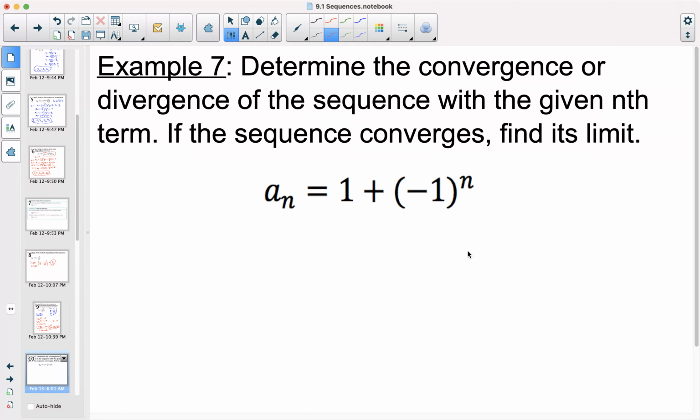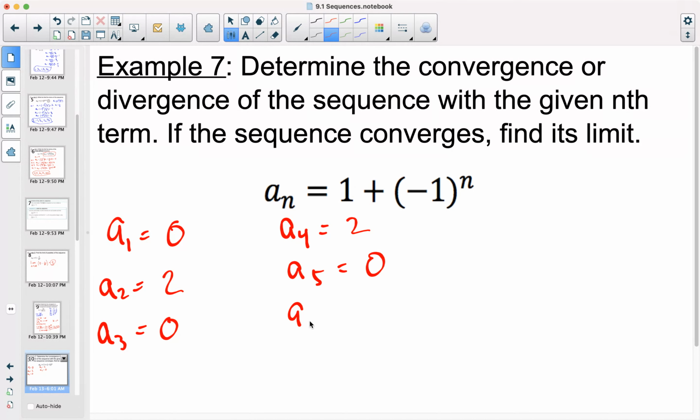Next page. All right, example 7. Determine the convergence or divergence of the sequence with the given nth term. If the sequence converges, find its limit. I'm going to do the same thing I did in the last one. The first term, what will that be? Well, 1 plus -1 to the first power, that's 0. The second term will be 1 plus 1, because -1 squared is 1, so that's 2. The third term, 0. The fourth term, 2. The fifth term, 0. The sixth term, 2. What is happening here? It's going back and forth between 0 and 2.